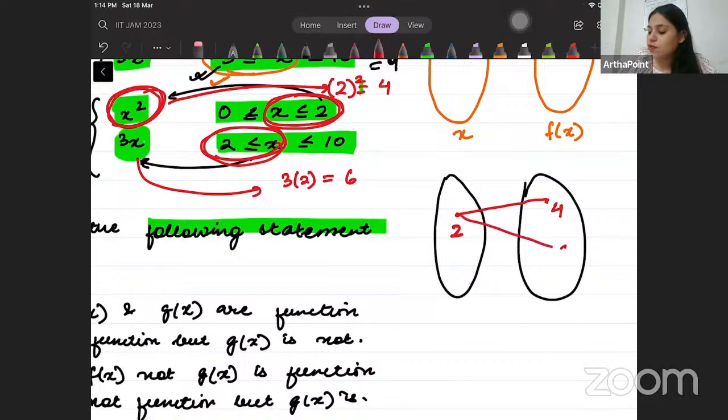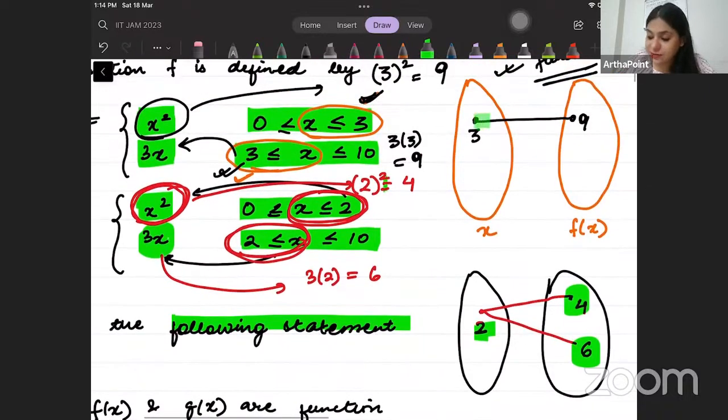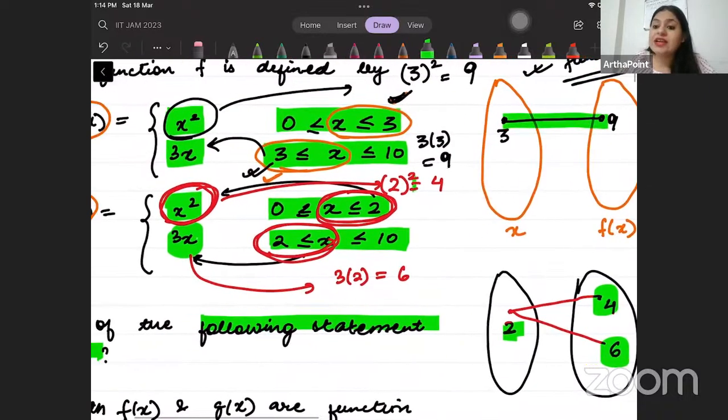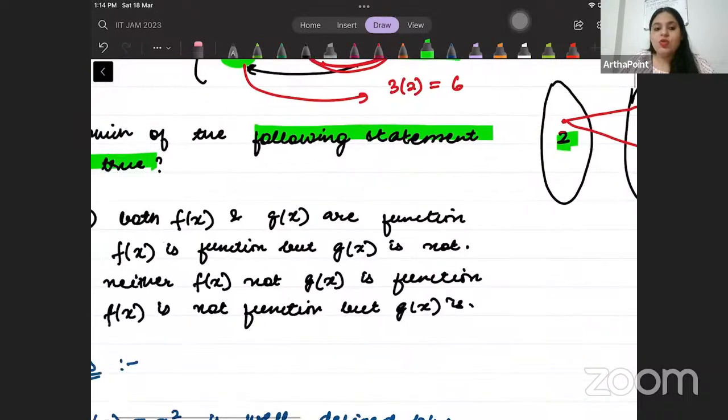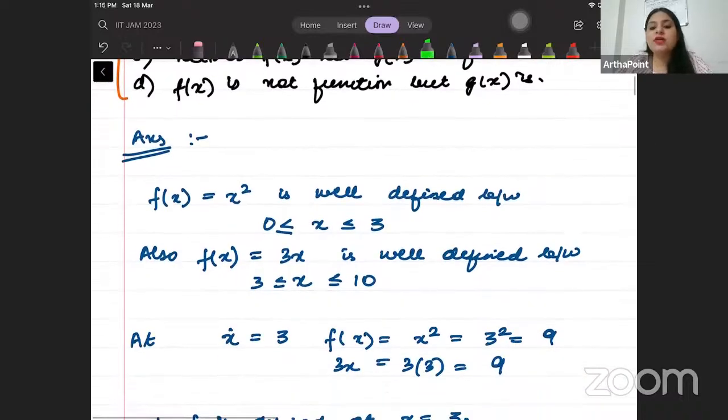So this tells me that in the function g(x), when you put x as 2, it gives you the value 4 also and 6 also. That's not possible. One x cannot link to two y's. That's not the definition of a function. So we understand that the first is a function, but the second is not a function. We have that f(x) is a function, but g(x) is not a function.